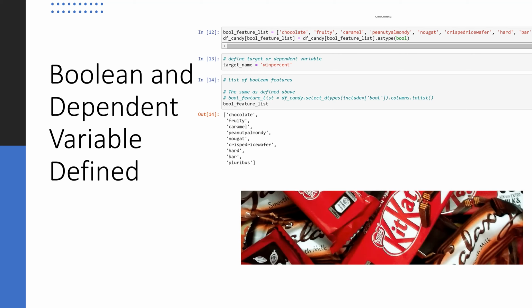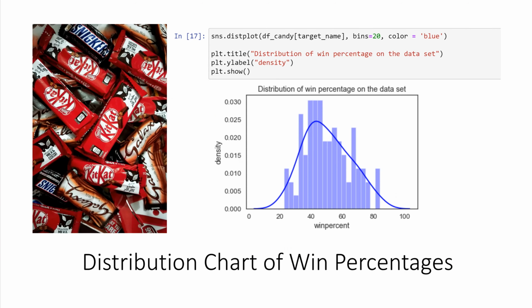As we've mentioned a few times, those include chocolate, fruity, caramel, and so on. Our y, or our dependent variable, is winning percent. Let's list that out and see what our Boolean feature list is here, and indeed it's the list that we've come to know. Here we look at the distribution of winning percentage on the data set.